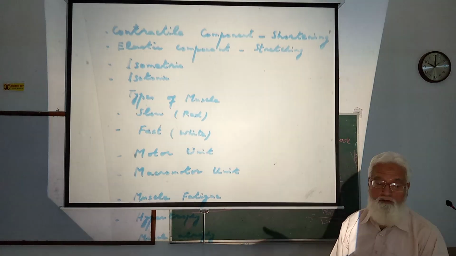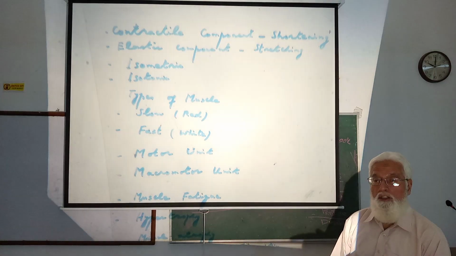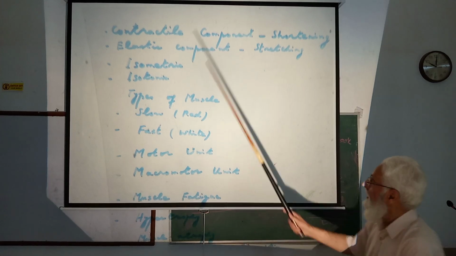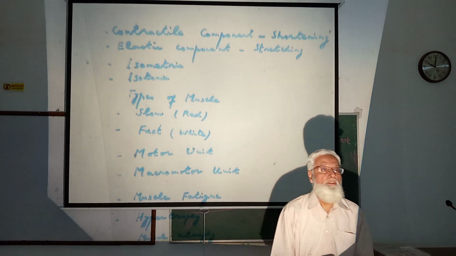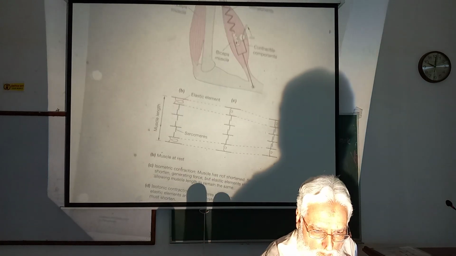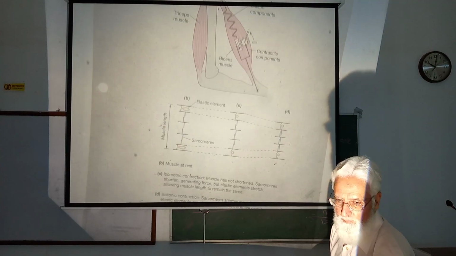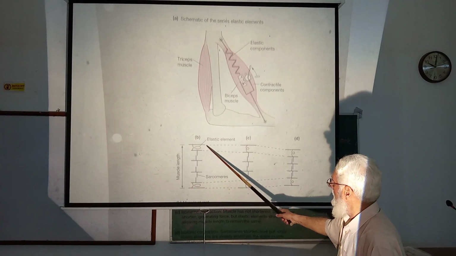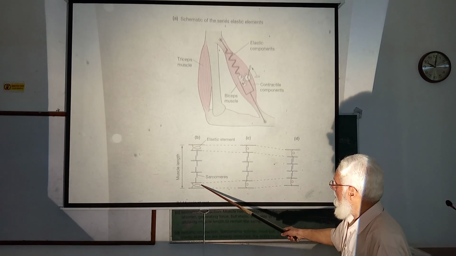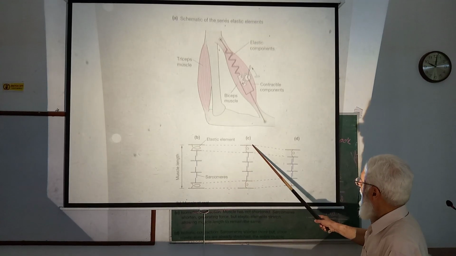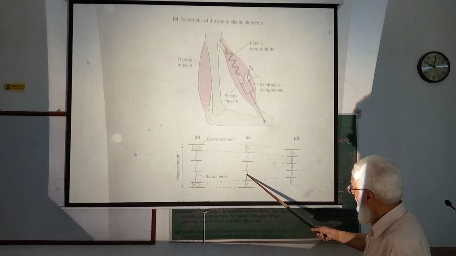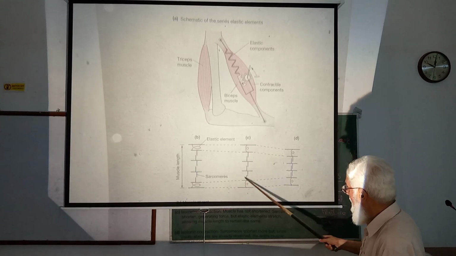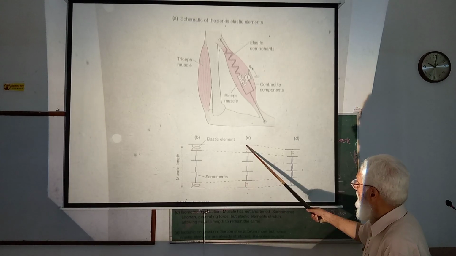So as a whole, the length of the muscle does not decrease during muscle contraction. So it is isometric. The length of the muscle remains the same, but muscle tension increases. You see, this is the contractile component, the sarcomere, and at the end, the elastic components. This is the isometric contraction. Some shortening of the sarcomere, of the contractile component, occurs, but that is neutralized by the stretching of the elastic component, and muscle length remains the same.